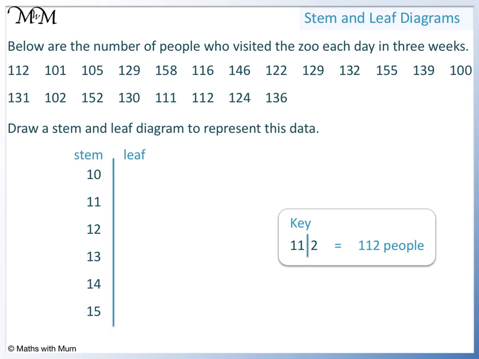We will start by looking at the numbers with a stem of 10. We will write these in ascending order, which means from smallest to largest. The smallest is 0, so we write it next to the 10. Next we have 1, 2, and 5. Now we'll look at the 11s. We have 1, 2 2s, so we write 2 twice, and 6.